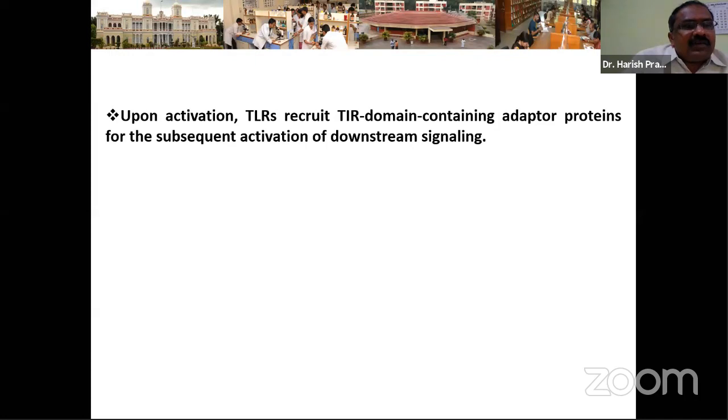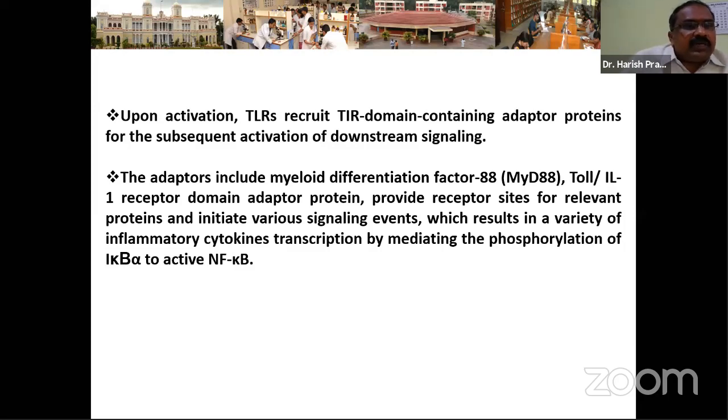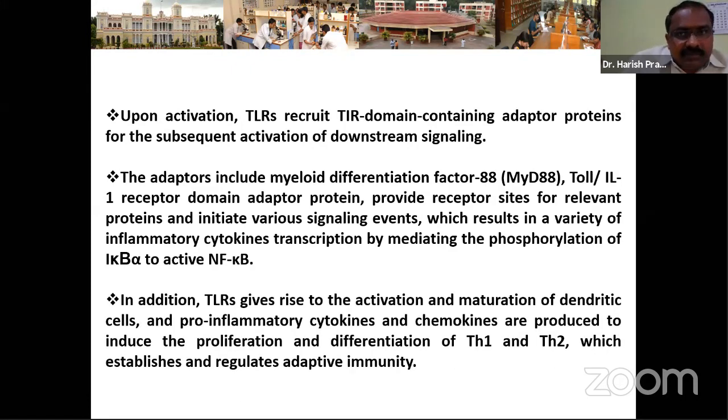So what happens upon activation of these macrophages? TLRs recruit TIR domain adapter proteins for the subsequent activation, as I told. So downstream signaling happens, and this I told, MyD88 and various signal transduction which leads to NF kappa B activation. This NF kappa B will enter into the nucleus, and in addition, this TLR gives rise to activation and maturation of dendritic cells, because I'm talking about the plant polysaccharide, how at multiple levels it reacts in activating such immune system.